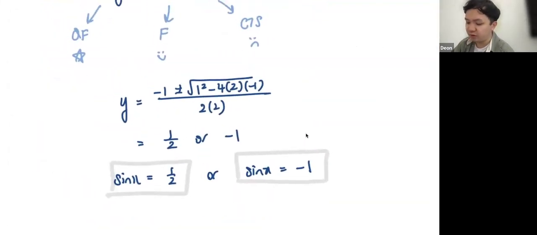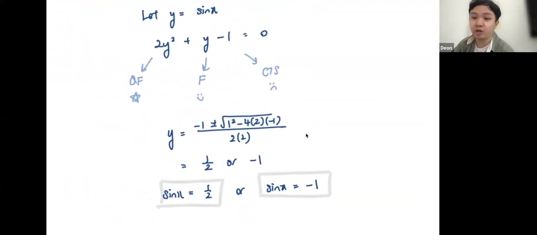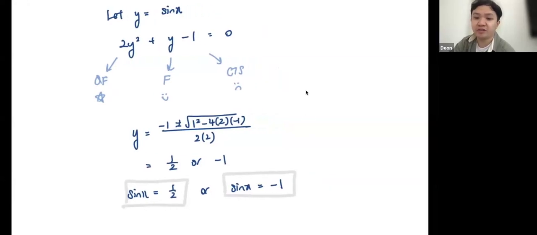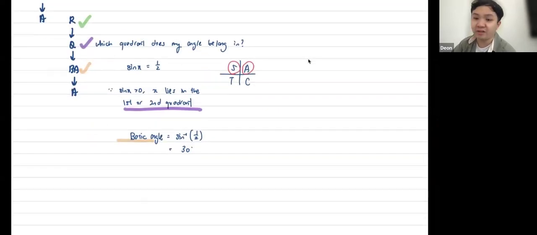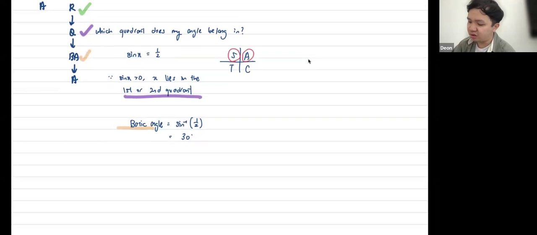Because after I solve the quadratic equation, I got two answers, right? Sine x is half or sine x equals to -1. So these are the two questions that I will approach lah. Okay, we will do the negative one later lah, okay?